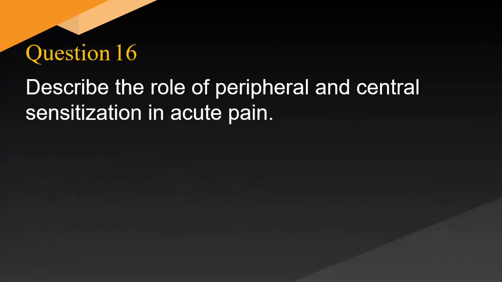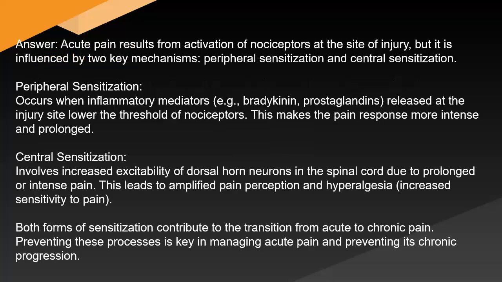Describe the role of peripheral and central sensitization in acute pain. Answer: acute pain results from activation of nociceptors at the site of injury, but it is influenced by two key mechanisms: peripheral sensitization and central sensitization. Peripheral sensitization occurs when inflammatory mediators, e.g. bradykinin, prostaglandins, released at the injury site lower the threshold of nociceptors. This makes the pain response more intense and prolonged.